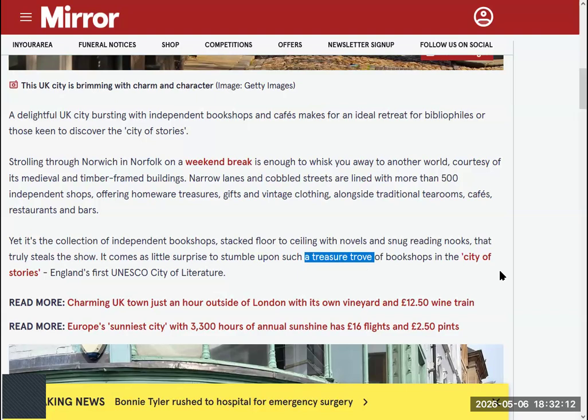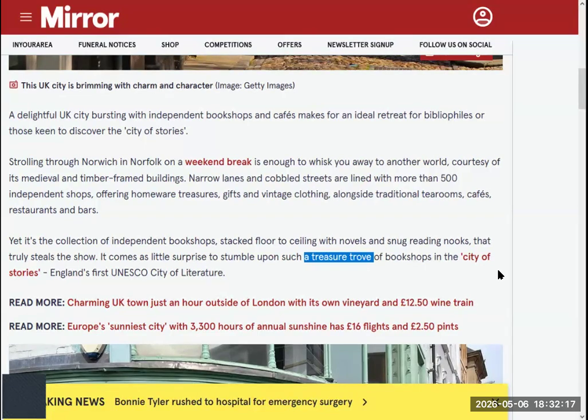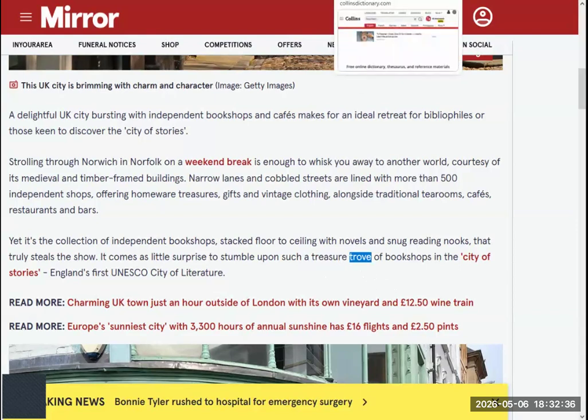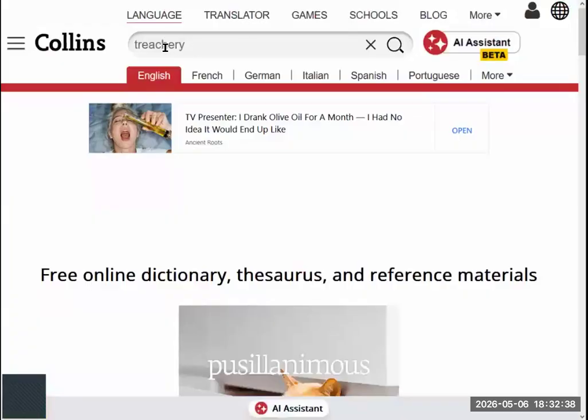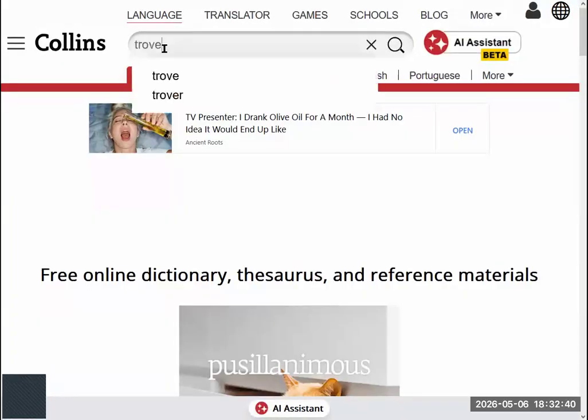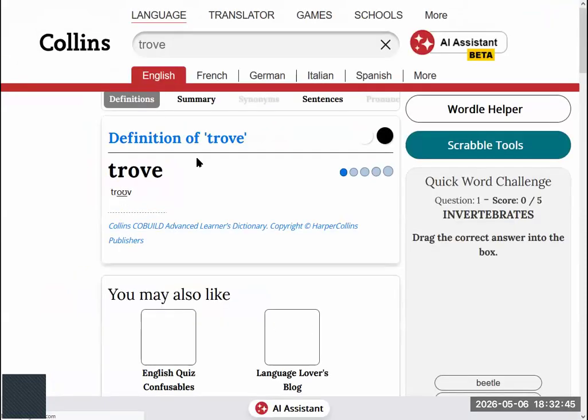Treasure, it's something very valuable, brilliant. Treasure trove, maybe big piles, big bookshelves with different books, old books. Let me, okay, I've put the word trove in the dictionary.